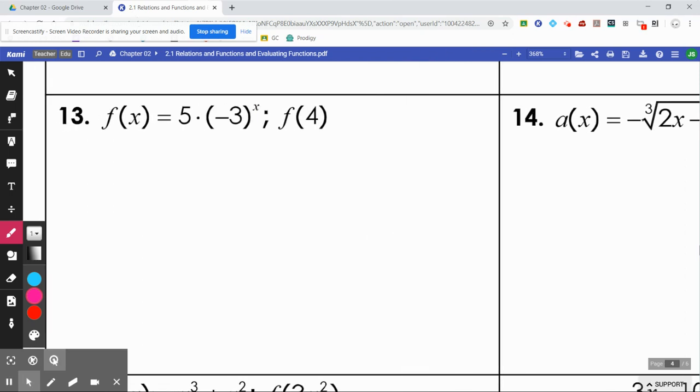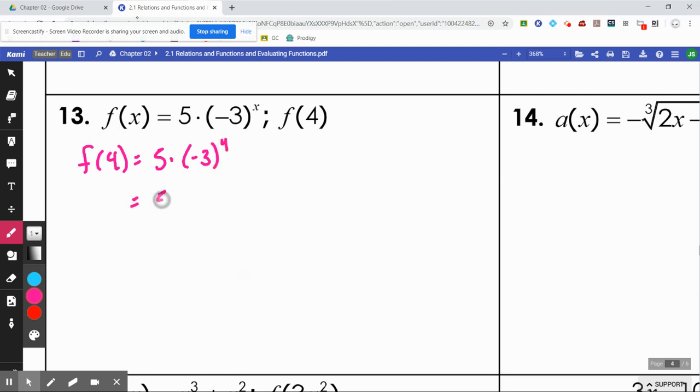Okay, number 13, it says to find f of 4. F of 4 would equal 5 times -3 raised to the 4th power. Make sure you do exponents before you multiply. -3 to the 4th would be a positive 81. 5 times 81 is 405.